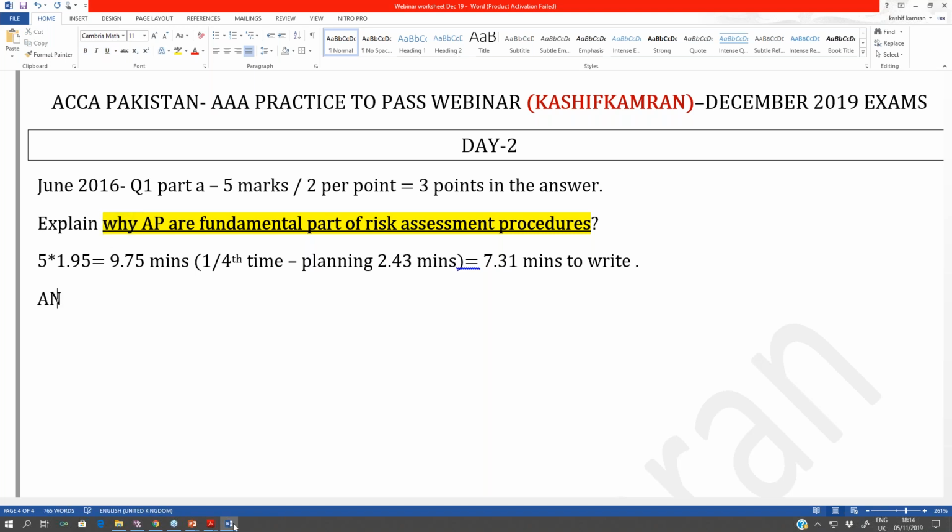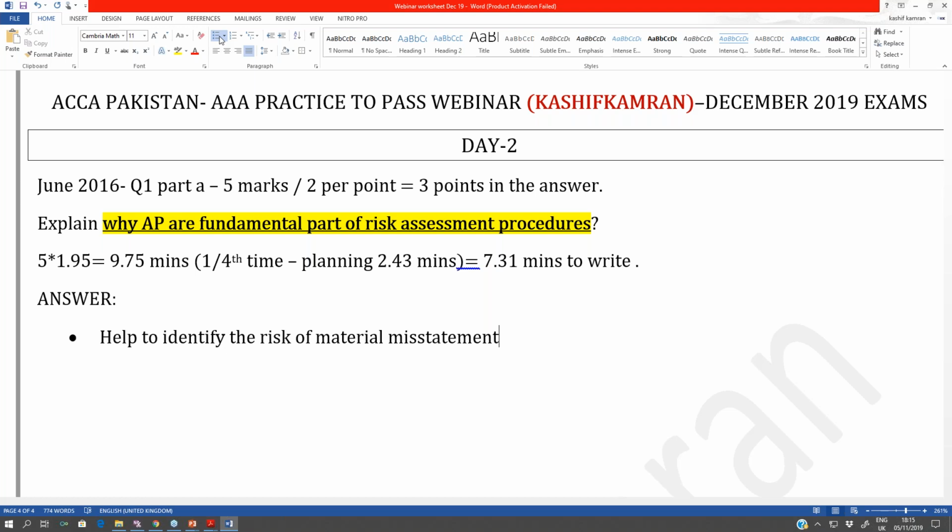Number 1, we can have 3 points for a 5 marks answer, and then you can elaborate upon them. The first, why they are a fundamental part of risk assessment procedures: because they help to identify the risk of material misstatements. We know analytical procedures are very beneficial at the planning stage of the audit, because at the planning stage the auditor performs ratio analysis, performs a comparison of the current year with the last year, and does trend analysis. This all helps the auditor to identify unusual fluctuations, and those unusual fluctuations then help the auditor to identify the risk of material misstatement. So analytical procedures are a very important part of the risk assessment procedure.